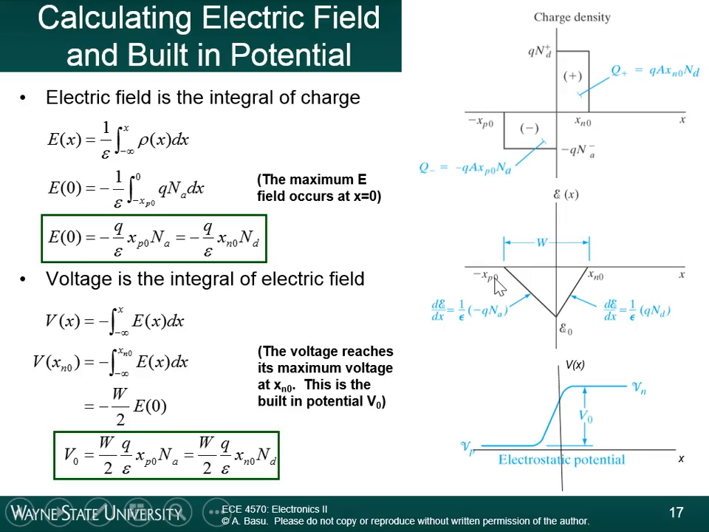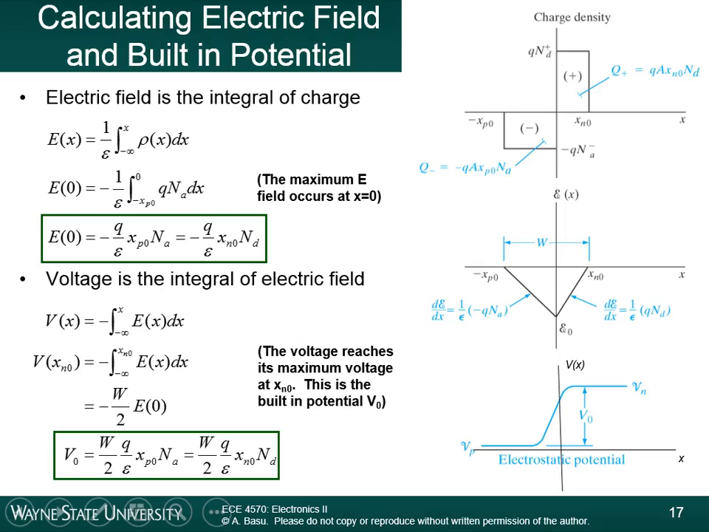I'm sorry, that's correct, but we don't multiply by the a. We only multiply by the a if we're trying to find the total charge. If we just integrate the charge density here, we get this formula over here: q over epsilon times x sub p0 times na. So the maximum electric field occurs right here.